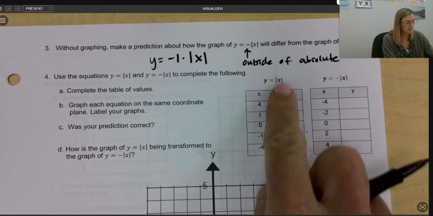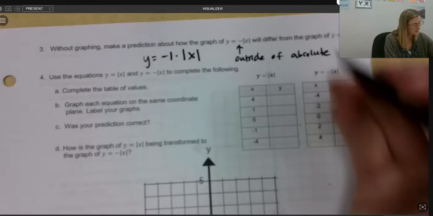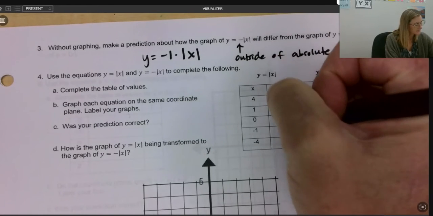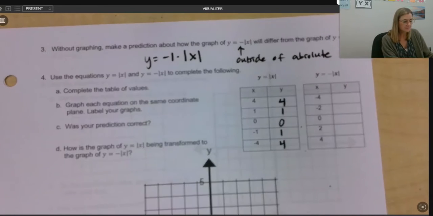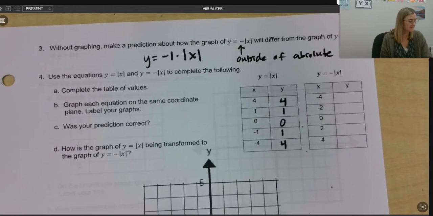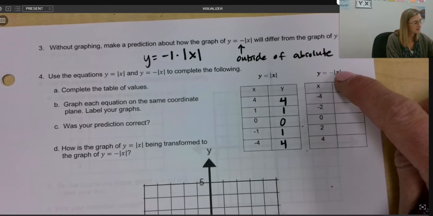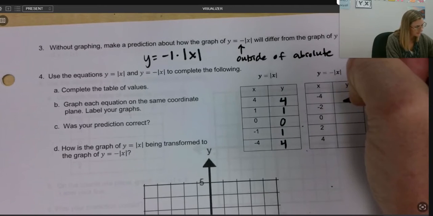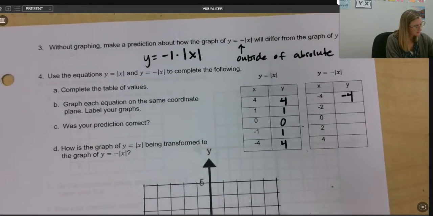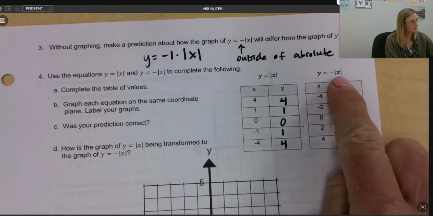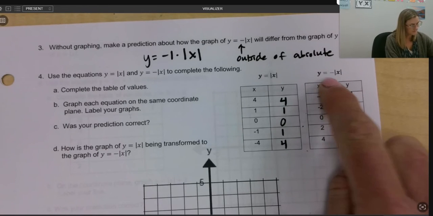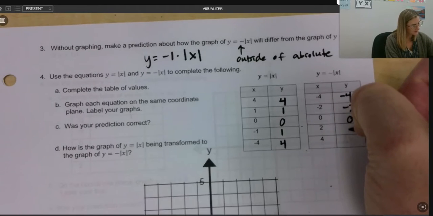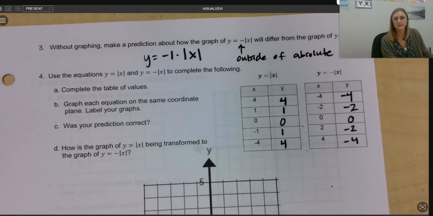So we're going to take the graph that we had before and just rewrite. If I were to plug in these values, they would be the same number but positive. But now if I were to plug in these values, -4, I would get a +4 when I took it out of the absolute value, but then I'd have to multiply it by -1. So it would be -4. Same thing with -2. The absolute value of -2 is 2, but I'd multiply it by -1. So all of these would actually end up being now negative numbers, because at the end, we're always going to multiply that positive number by a -1.